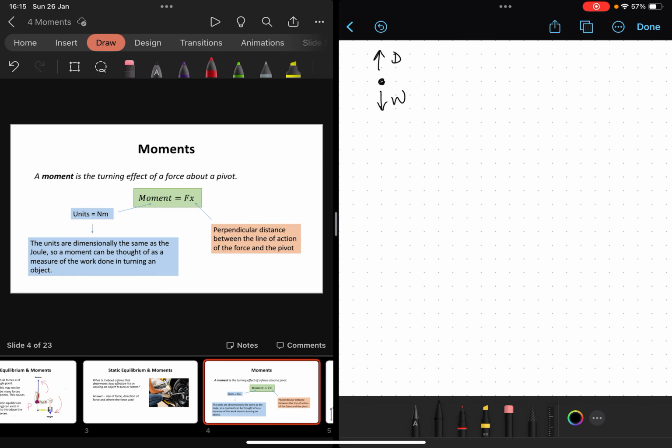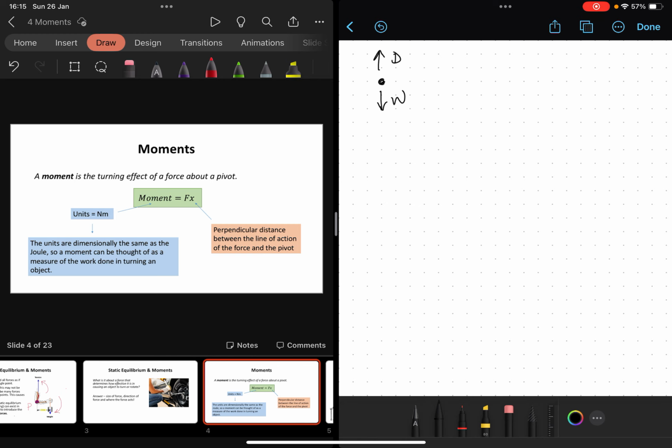Firstly, though, let's define what we mean by a moment. A moment is the turning effect of a force about a pivot, and a pivot is always a fixed point on an object. We can calculate the size of the moment using the equation moment equals force times distance. Now we need to define what we mean by distance. And in the orange box, we're going to define it as the perpendicular distance between the line of action of the force and the pivot. Now that's a really hard sentence to try and understand what that actually means, and so we're going to unpack that in a few moments.